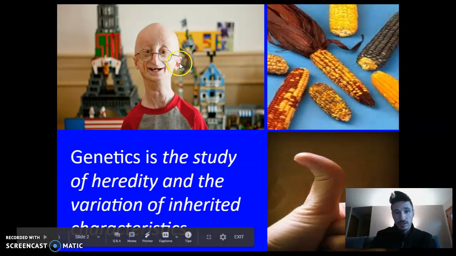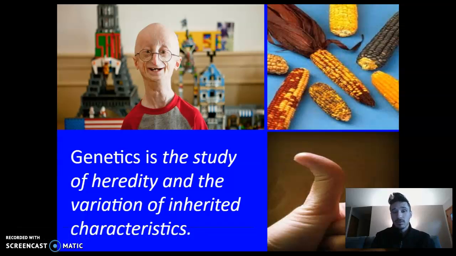But we see disorders like this individual in the top right who is only 14 years old but appears to be 80 or 90 because of several genetic mutations. And corn, well, as we're going to find out, corn is actually one of the most genetically manipulated species on Earth.